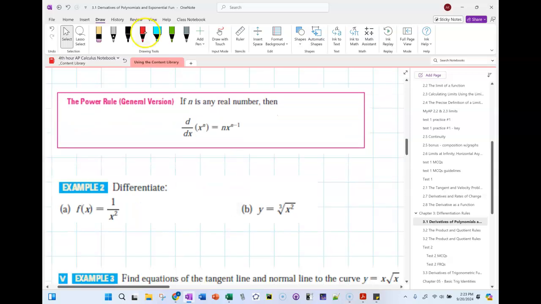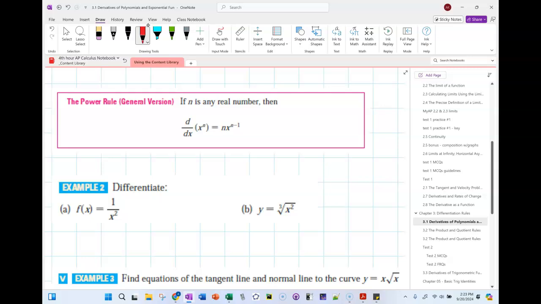And in general, if n is any real number, this still applies. So the previous theorem we did was only for positive integers. We needed that to do the binomial expansion. I'm not going to prove this version because it's a lot more complicated. But it holds for any real numbered value for n. So if n is a rational number, no big deal. Irrational number, still fine. Positive, negative, zero, all works.